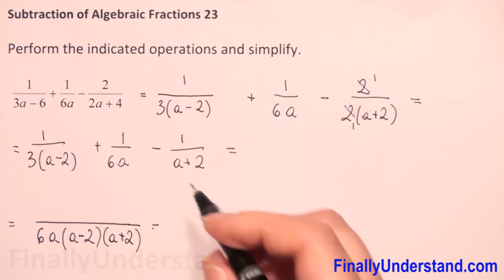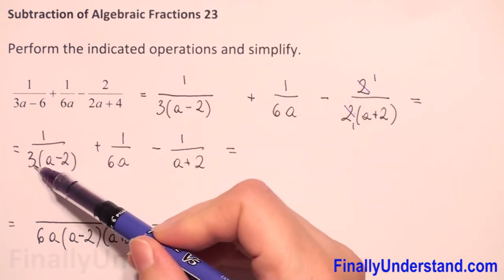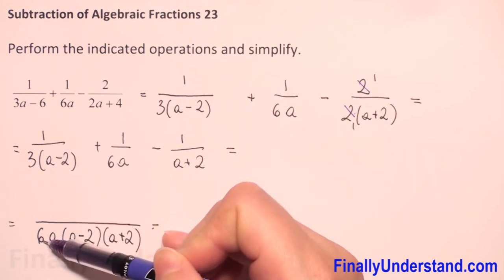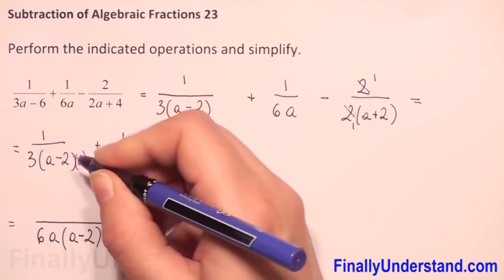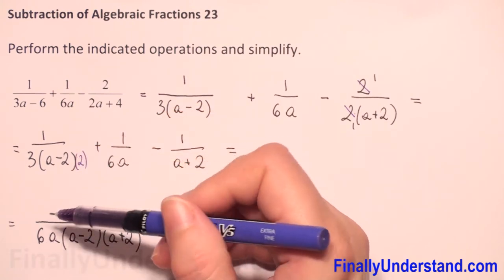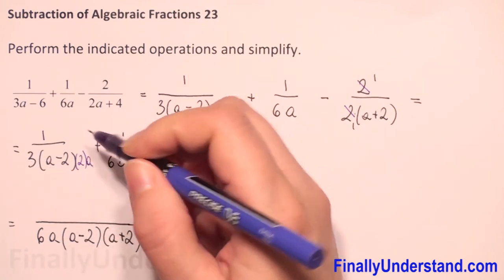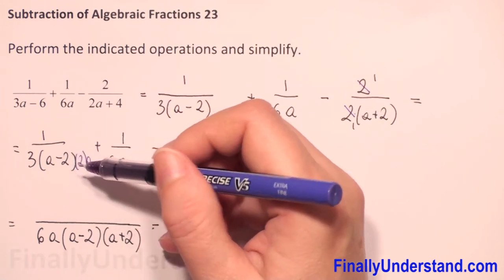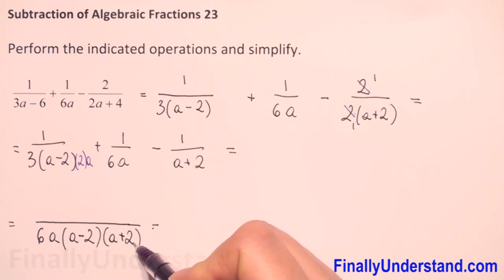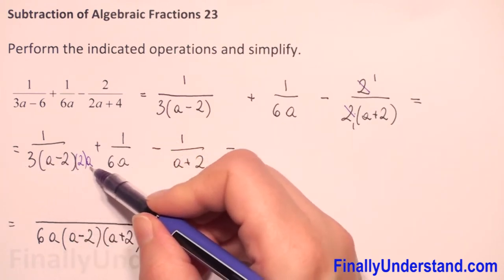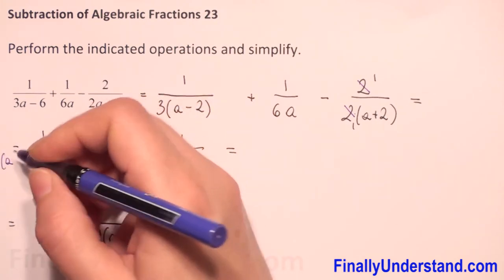So let's start now. We're looking at the first algebraic fraction. We have 3 here only, and now we have 6. So we need to multiply 3 times 2 to get 6. Next, we have a. We don't have a here, so I have to multiply this denominator by a. What else? We have a minus 2, so it's correct. And we have a plus 2. So we need to multiply this denominator by a plus 2 also. So I will put this here.